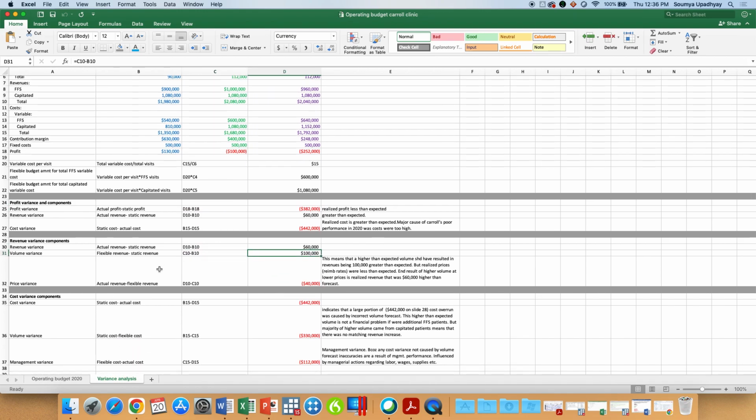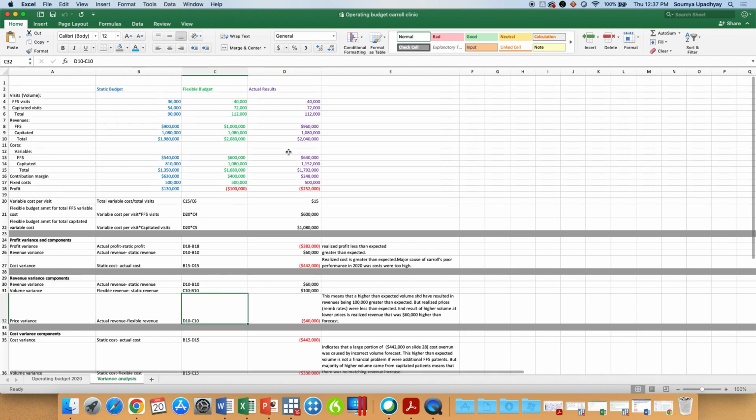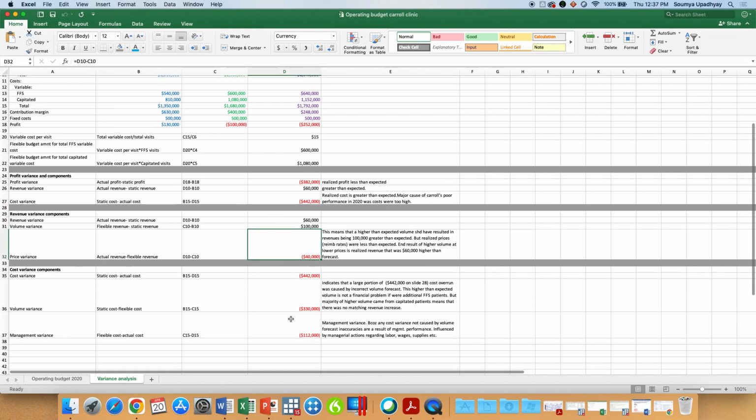And then finally, price variance in revenue variance components is a difference of actual revenue and flexible revenue. You can obtain it by calculating the difference of D10 and C10. That gives us a $40,000 negative. What this means is that a higher than expected volume should have resulted in revenues being 100,000 greater than expected. But the realized prices, which are the reimbursement rates, were less than expected. So the end result of higher volume at lower prices is realized revenue that was $60,000 higher than forecasted.